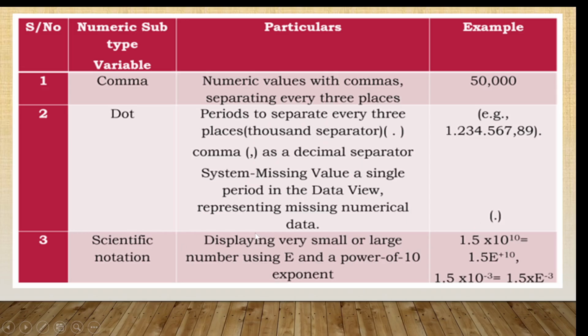Scientific notation displays very small or large numbers using the exponential e. For example, a large number such as 1.5 times 10 raised to power 10 is written as 1.5 times e raised to power plus 10. A small number such as 1.5 times 10 raised to power minus 3 is written as 1.5 times e raised to power minus 3. The same notation is also found in a scientific calculator.